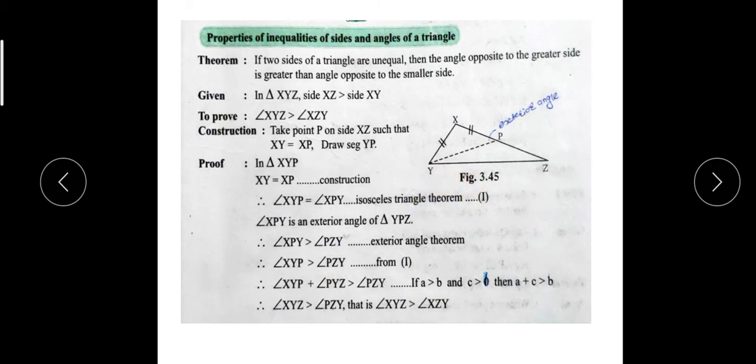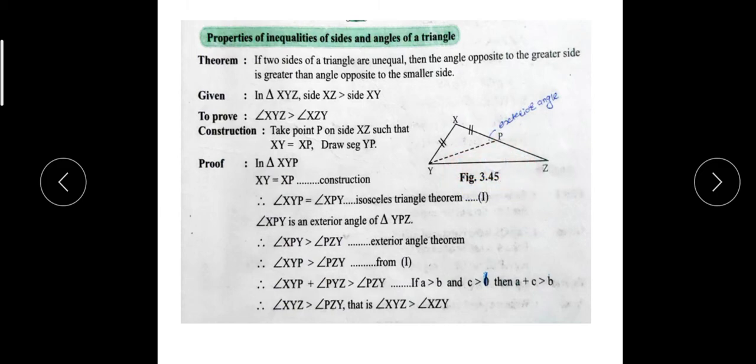Take a point P on XZ such that XY is equal to XP. Now XY is equal to XP, this is our construction. It means that angle XYP is equal to angle XPY, by the isosceles triangle theorem. Two sides are equal, then the angles opposite to them are also equal. Now angle XPY is an exterior angle of triangle PYZ. Yes or no?